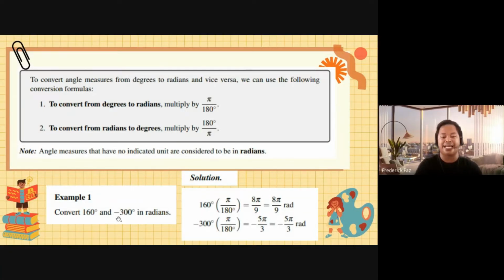We have also negative 300 degrees. So negative 300 degrees times pi over 180 degrees is equal to negative 5 pi over 3. We can simplify 300 over 180, and the final answer is negative 5 pi over 3 rad, or radians.